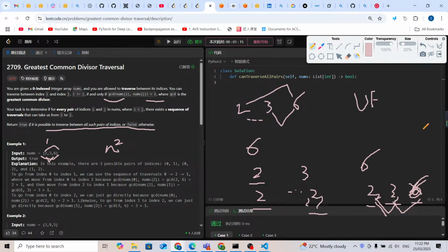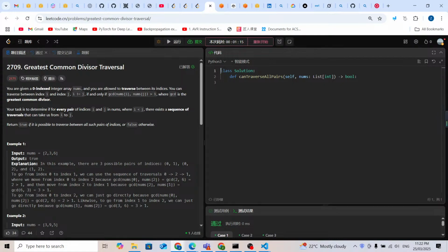So what about 9? We still have the factor of 3. This means 9 and 6 should also be connected, and 9 and 2, 3, all those numbers are going to be connected. So let's just start coding. We're going to use the union find. Let me just write the union find.